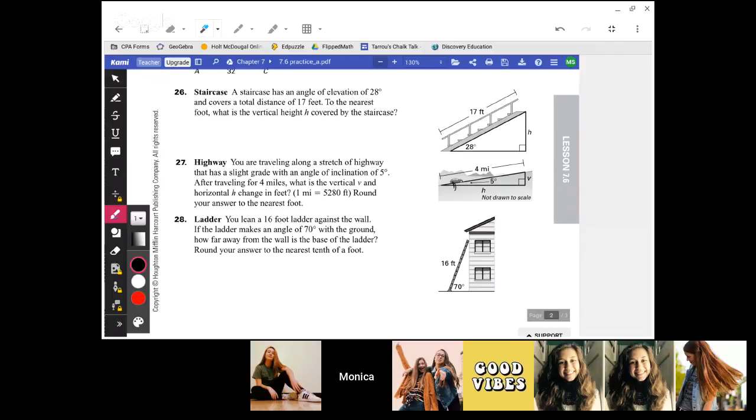So for that one, what you have to do is look at your picture. We have our 5-degree angle and we know the hypotenuse, right? So we're going to set up the opposite side over the hypotenuse and then the adjacent side over the hypotenuse. So we can say the sine of 5 equals V over 4. And now when you solve that, you get a really tiny number, right?